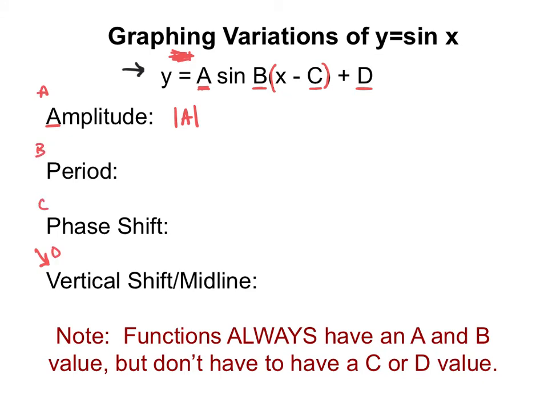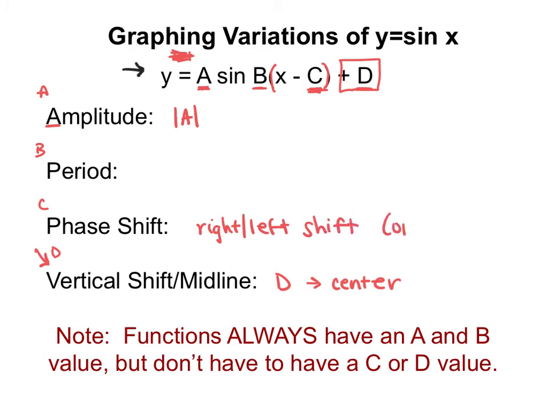But I'm going to go to the midline. The midline is the D right here. That, remember, was the up and down shift. So this is the center of the graph right here. Center. The phase shift, the C value, just like when you do any transformations, remember it's inside, attached to the X. It affects the X in the opposite direction. So this is going to be a right or left shift, and it's going to be in the opposite direction because of that subtraction sign there.